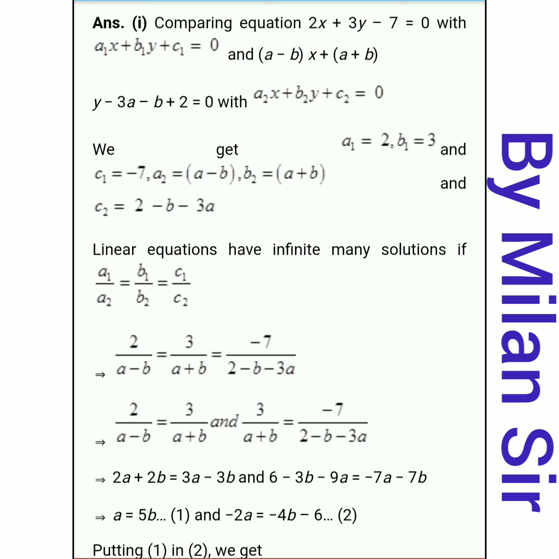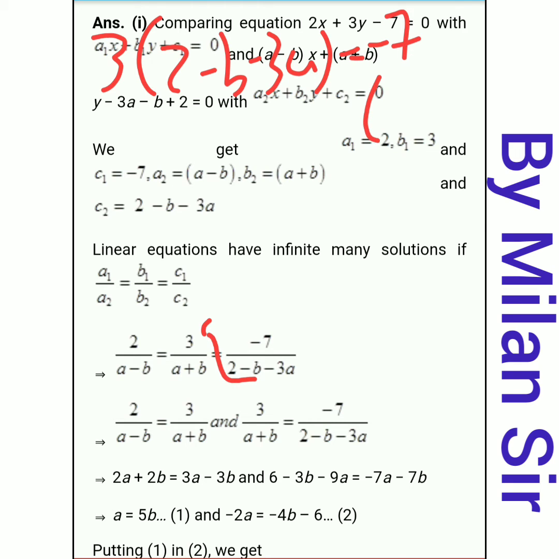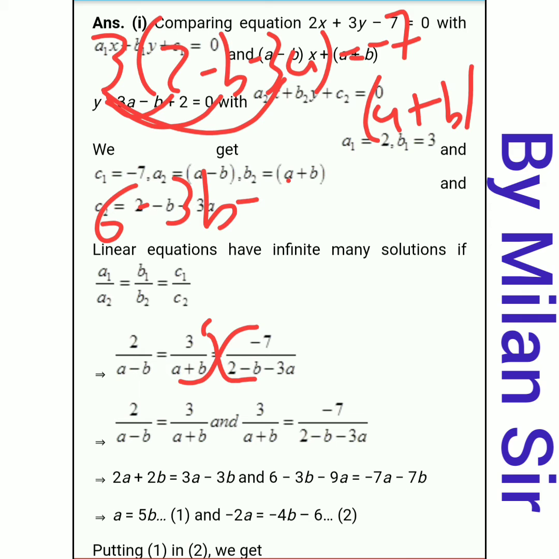So minus 7 into a plus b. Okay, again transfer this bracket to the left hand side. So 3 into 2 minus b minus 3a is equal to minus 7 in bracket, this a plus b goes to the right hand side. Okay, now multiply this 3 with this bracket. So 3 times 2 is 6, 3 into b is 3b, and minus 3 times 3 is 9a, is equal to, now minus 7 multiply a, it is minus 7a, minus 7 multiply b, it is minus 7b.